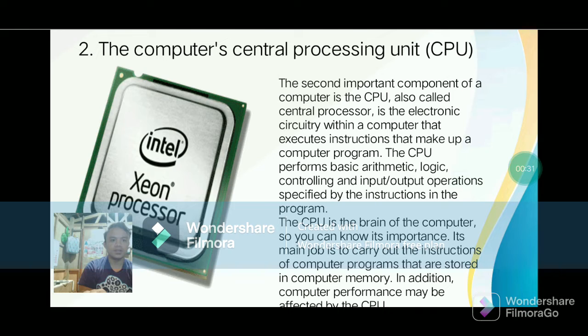The CPU is the brain of the computer, so you can know its importance. Its main job is to carry out the instructions of computer programs that are stored in computer memory. In addition, computer performance may be affected by the CPU.